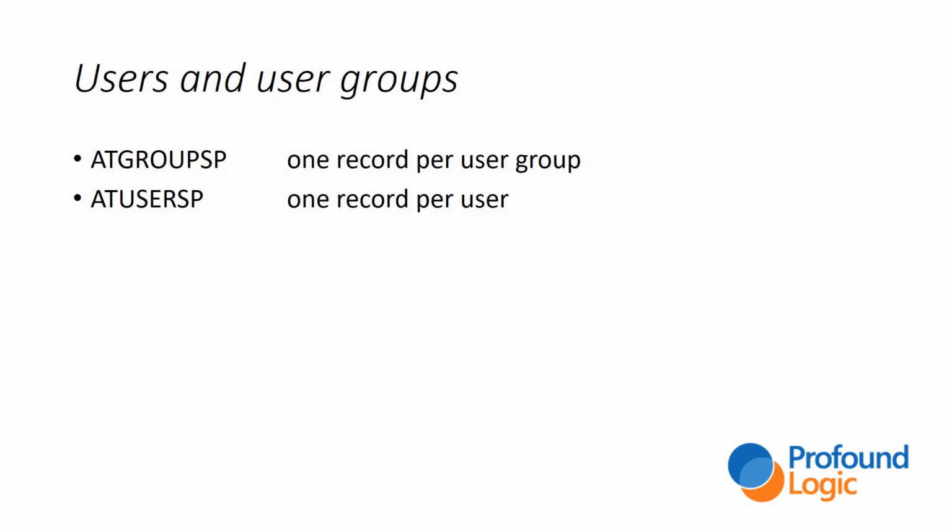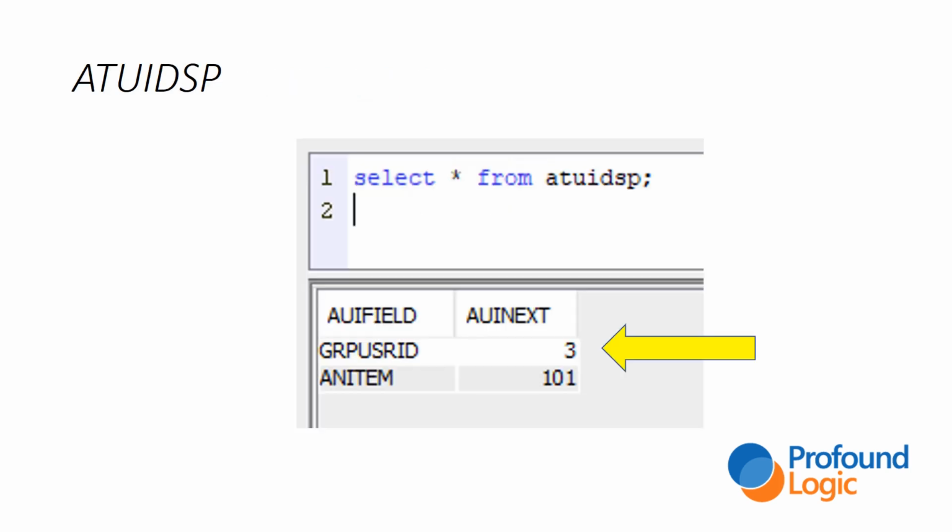To load users and user groups, you will need to write into two physical files. AT groups P has a record for each user group. AT users P has a record for each user. You will also need to read and update AT UIDSP. The row for users and user groups has a key value of GRP USR ID. When you installed Atrium, the installation process created one group, administrators, and one user that is assigned to that group.